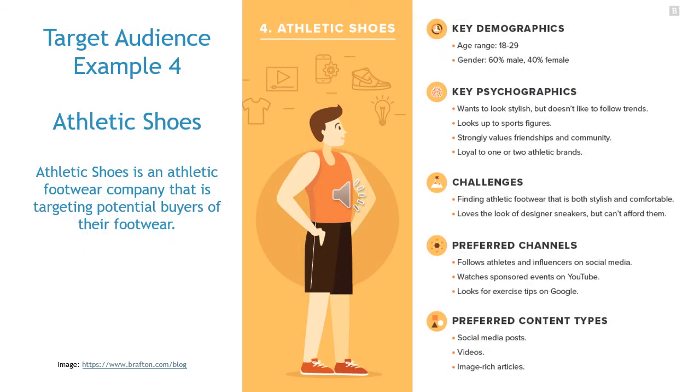Example 4 is an athletic shoes company. Athletic Shoes is an athletic footwear company that is targeting potential buyers of their footwear. They will have to take into account key demographics, key psychographics, challenges, preferred channels, preferred content types. Pause the video now and take a look at the graphics on the right and review the information that's available.